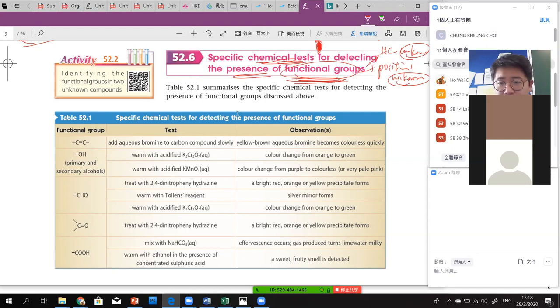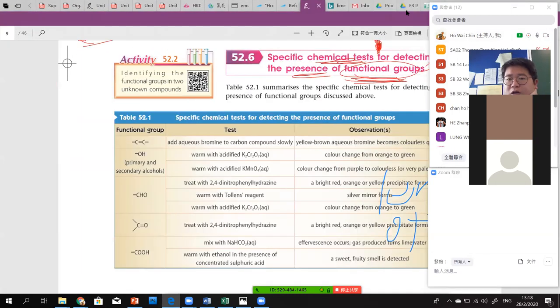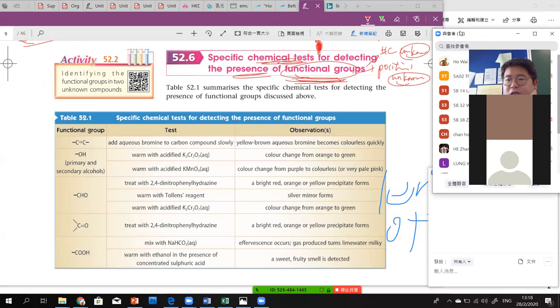Any drawbacks, any limitations that you may find? Any limitations? You may not know the position of the functional group. Any rank, yeah. So indeed, the whole structure, we do not know. We do not know anything about the whole structure. I just know part of that. So these are the drawbacks of having the chemical test in organic chemistry.